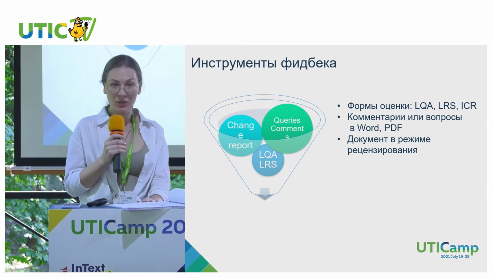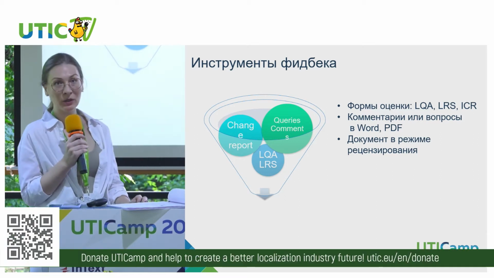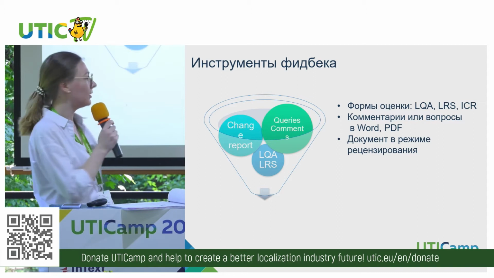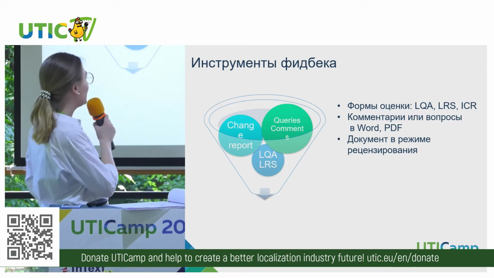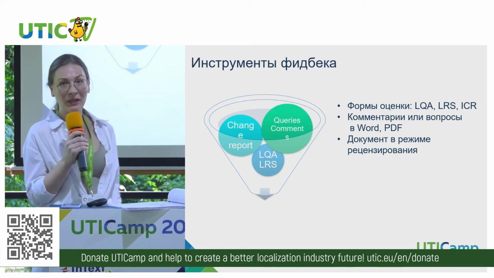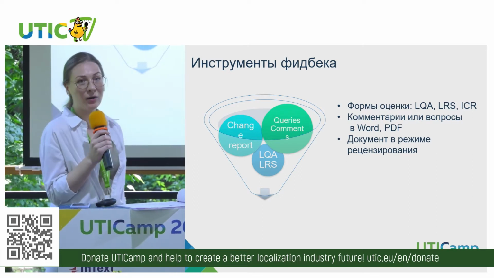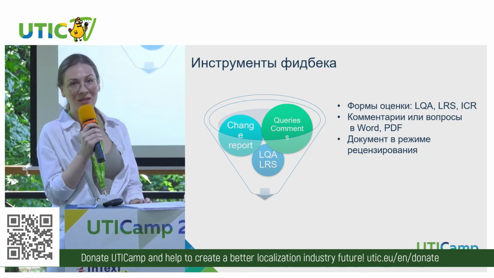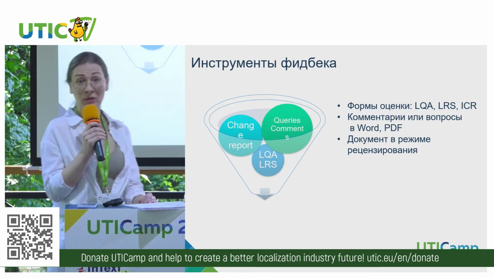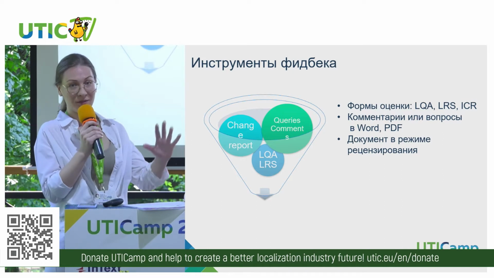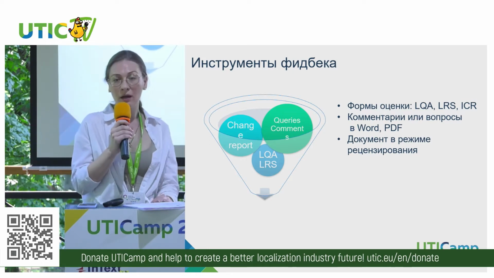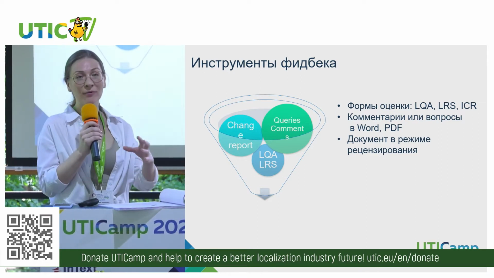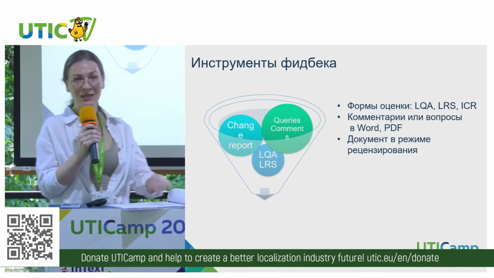So the tools of feedback, in our case, we will just touch upon a little bit because we can get feedback in different formats. This can be an assessment form, LQA, LRS, ICR. This can be just comments in PDF or Word format. Also, a change tracker can be used. So we get feedback in all types of shapes and forms. The only thing that unites all these tools is the fact that in each of them there is a comment from the editor with a category of mistakes.